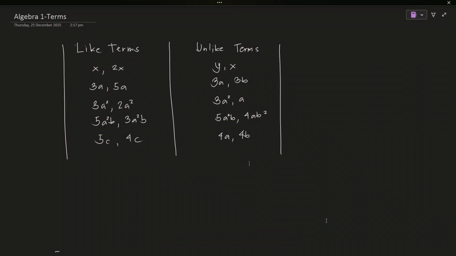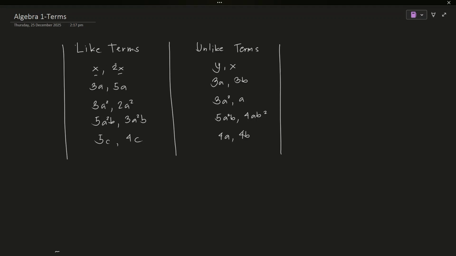So we have here like terms and unlike terms. For example, here we have x and 2x. Both of them have the same term, which is x, which means they are like terms. On the other hand, we have here unlike terms, which is y and x. So the difference between like terms and unlike terms is that in like terms, we can combine, add, or subtract.